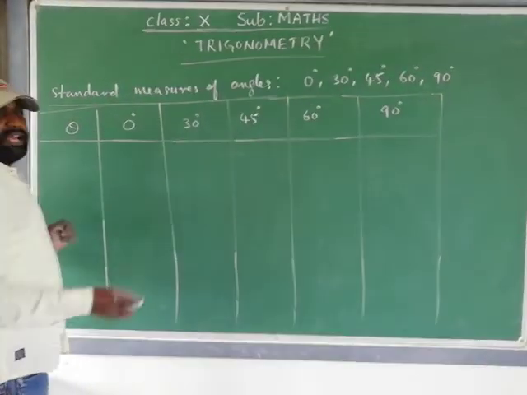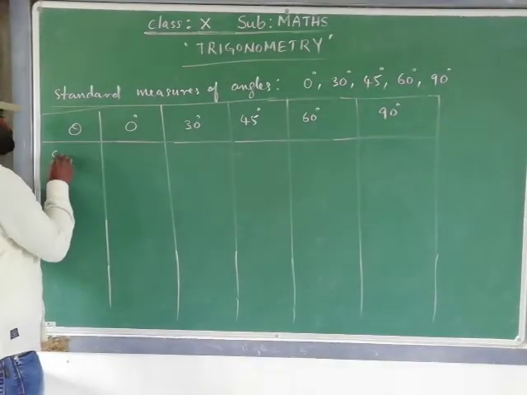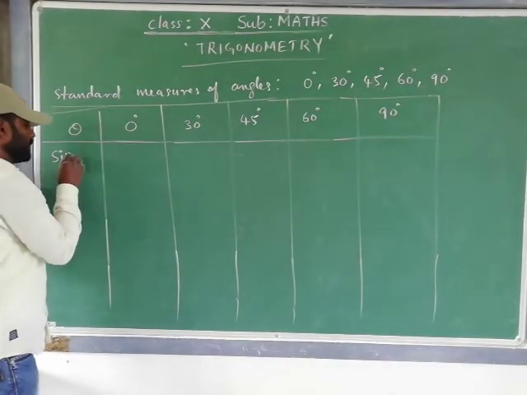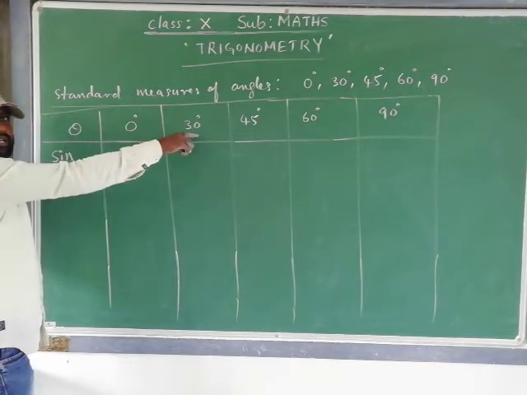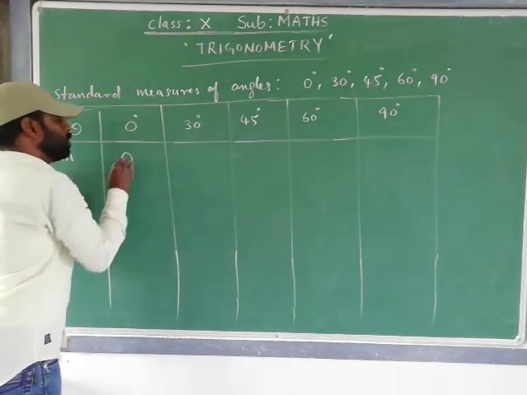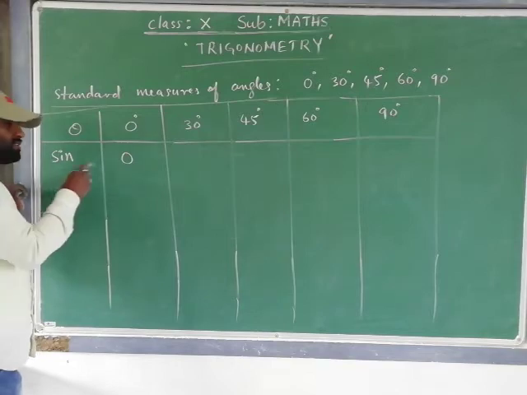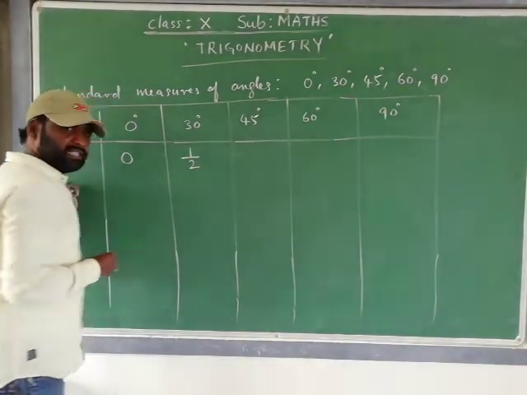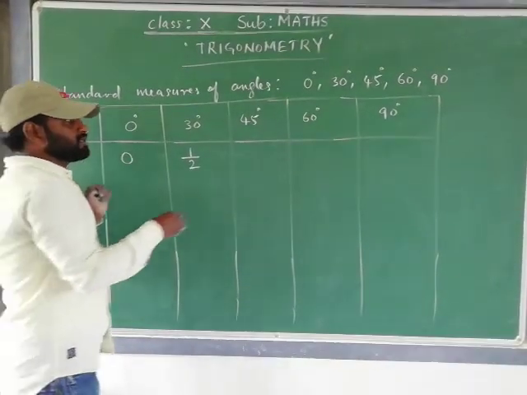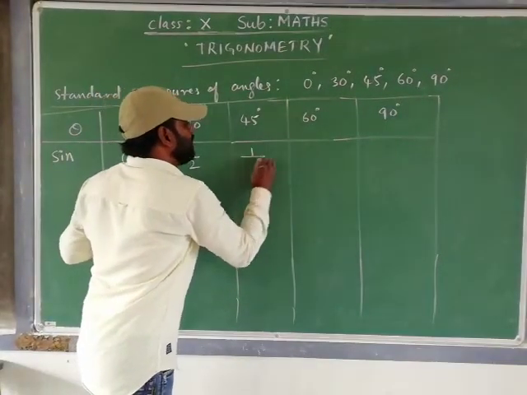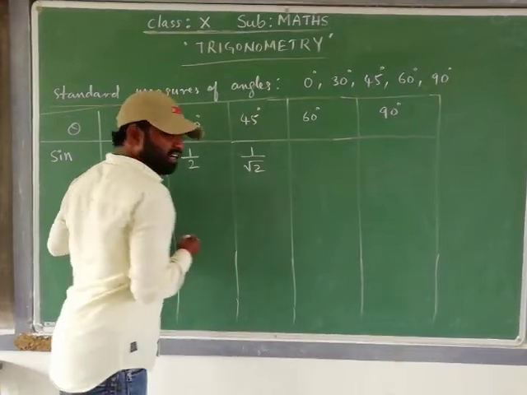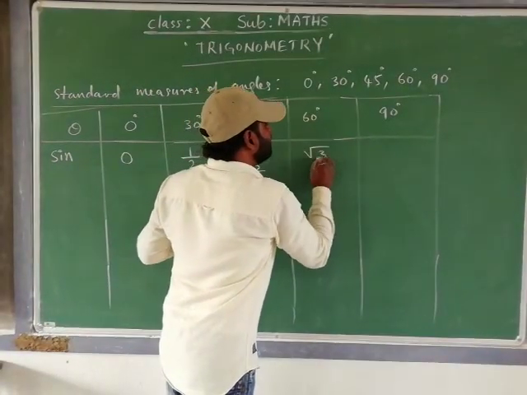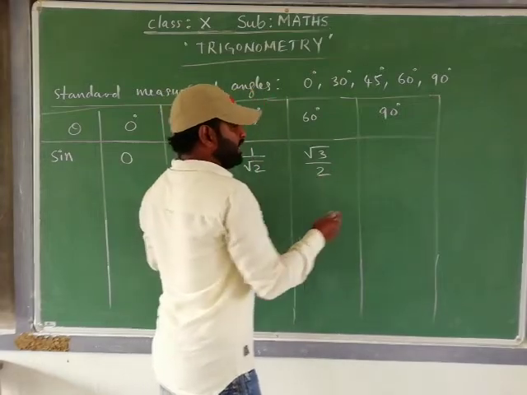First, only one line you try to remember, sine. Only sine. What is the measure? Sine 0 is 0 only. Sine 0 degrees means 0. Sine 30 is 1 by 2. Sine 30 is how much? 1 by 2. Sine 45 is 1 by root 2. Sine 60 is what? Root 3 by 2. Sine 90 is what? 1.